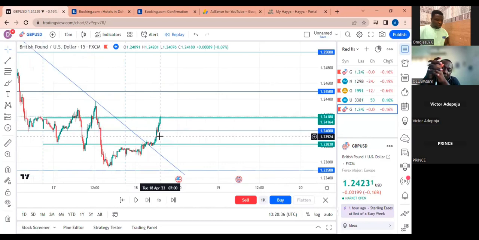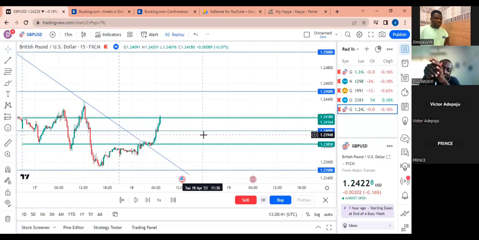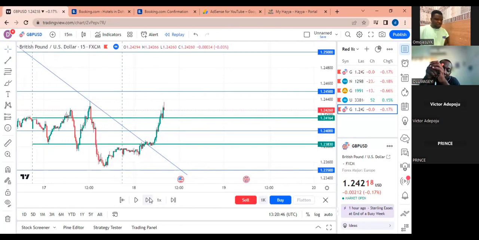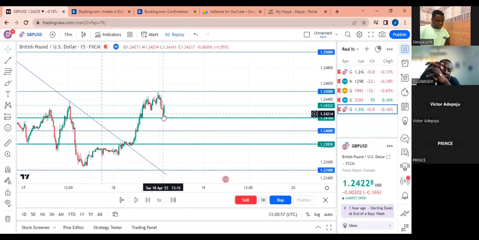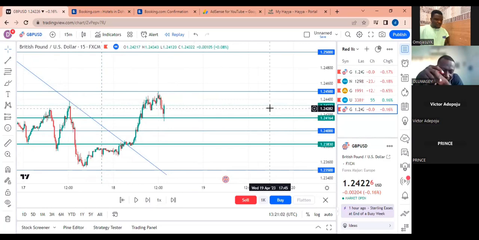This is around 7 a.m. Qatar time, so the London market is yet to open. So we continue with our backtesting. So this is around 1 o'clock. London has opened. So do we have anything to do here?